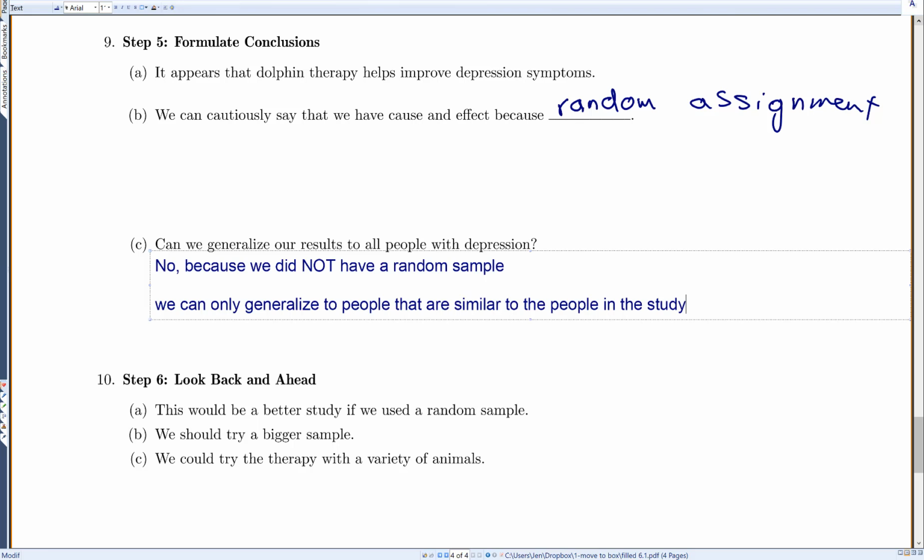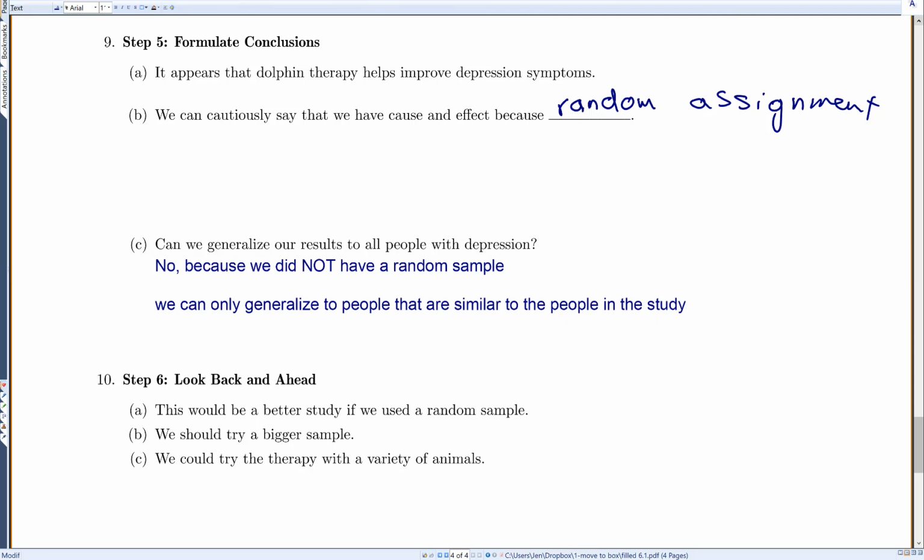But if we want to be able to generalize to all people with depression, we need a random sample from all people with depression. But that would be pretty hard to do because where are you going to get a master list of everyone in the US with depression or everyone in the world with depression and randomly sample from them? That is really hard to actually do.